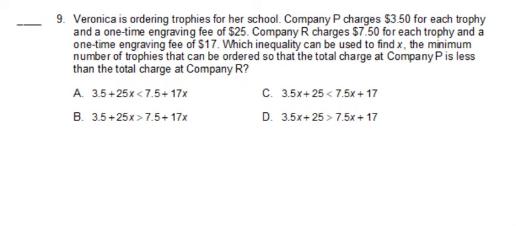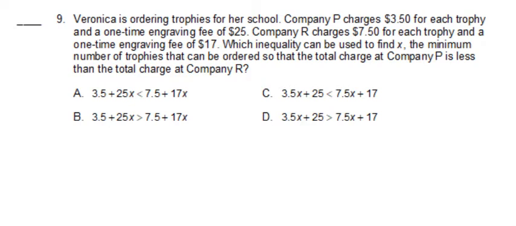Question number 9. Veronica is ordering trophies for her school. Company P charges $3.50 for each trophy and a one-time engraving fee of $25. Company R charges $7.50 for each trophy and a one-time engraving fee of $17. Which inequality can be used to find X, the minimum number of trophies that can be ordered so that the total charge at Company P is less than the total charge at Company R?